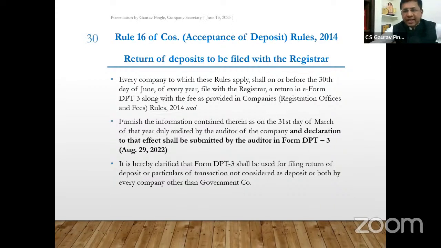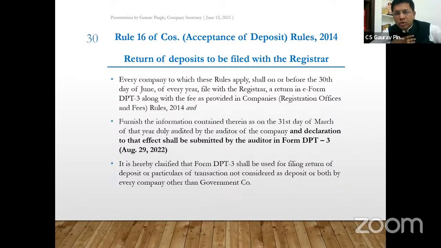The second point is that e-form DPT3 can be filled up even without filling up the details of the chartered accountant. So practically you need not give the details, and it need not be certified. The basic issue is that certification is required under the company law rules, but certification is not required for the e-form because the e-form can be completed without giving the details of the statutory auditor. So this is an important aspect.